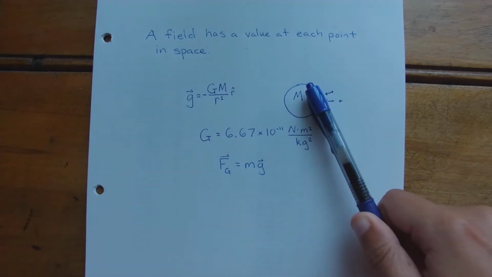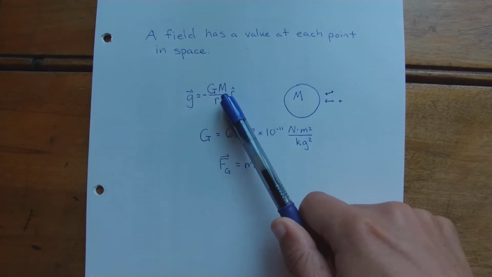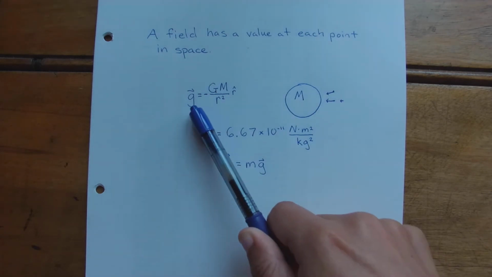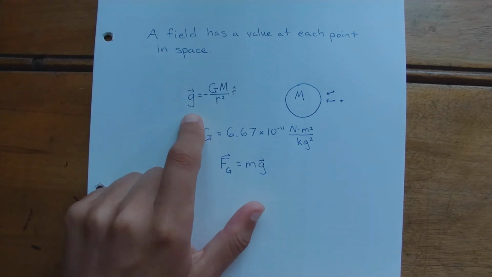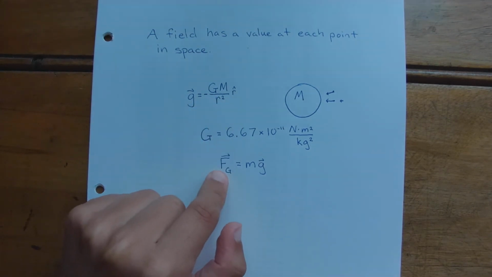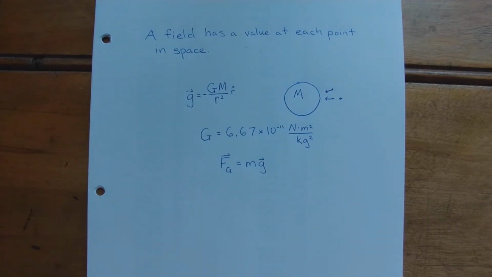So if you're standing on Earth and you want to know the force that gravity exerts on you, here capital M would be the mass of the Earth. And then if you want to know the force, you would take the field and multiply it by your mass. And since little g was pointing in the negative r hat direction, the force would be pointing towards Earth, which we know. So that is an attractive force.